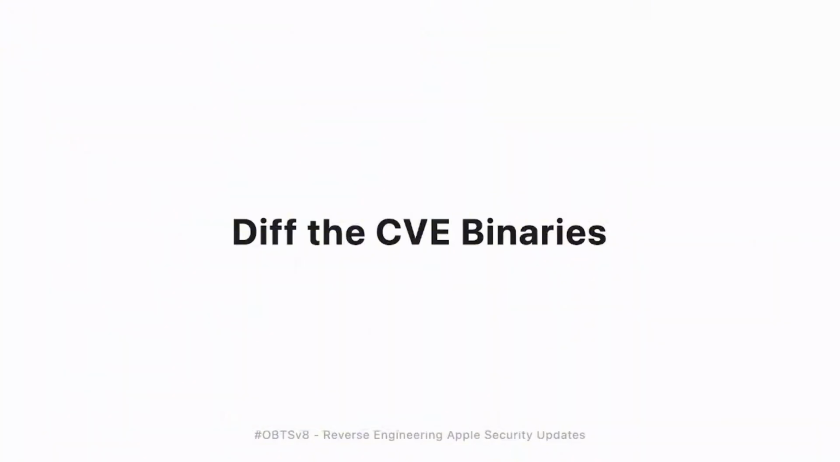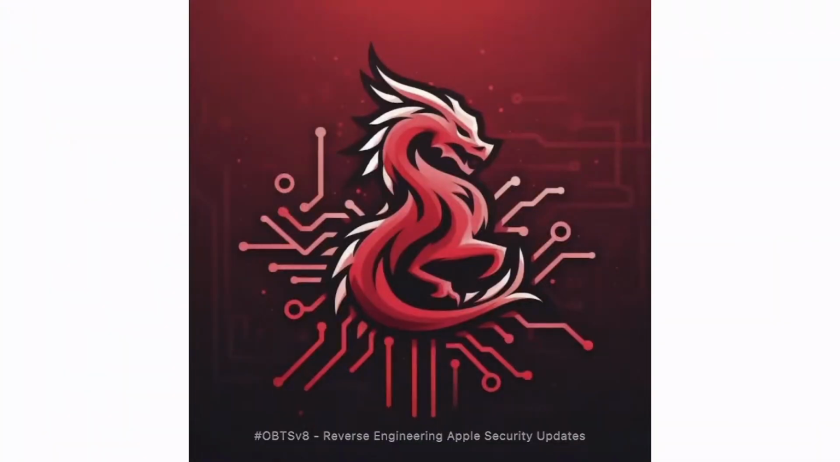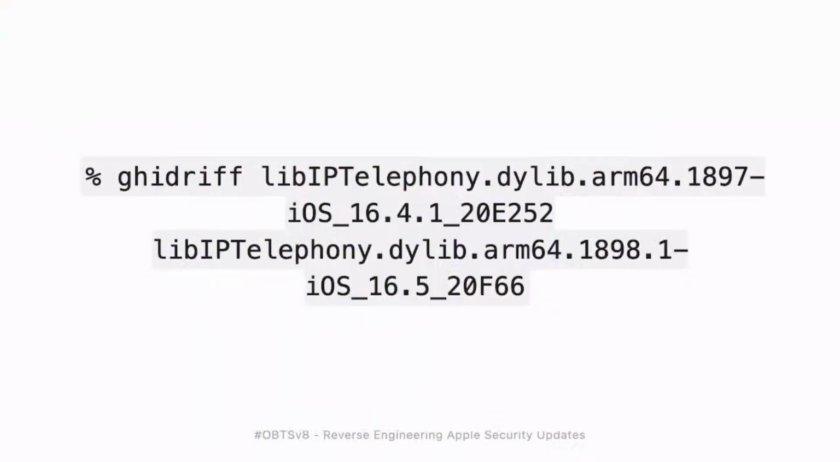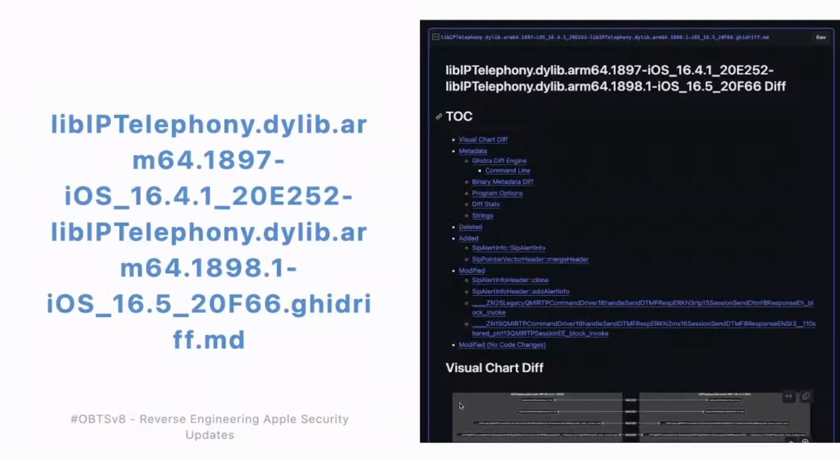You can diff the binaries. And so I use ghidriff to do this. This is a ghidriff command line diffing engine that I wrote, open source on GitHub. And basically the way you would use that is use ghidriff on the old binary and the new binary. And what that provides for you, it doesn't always work perfectly, but is a beautiful diff.